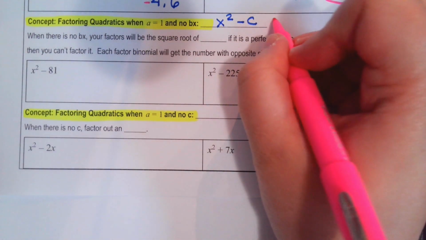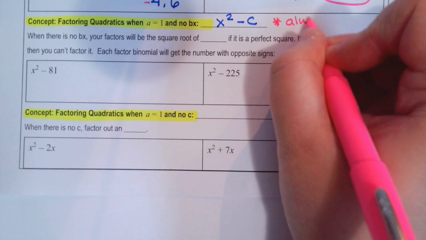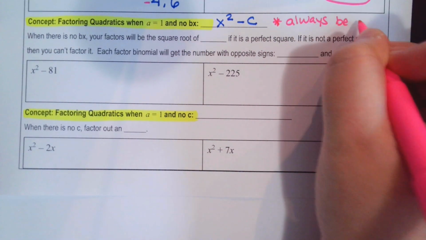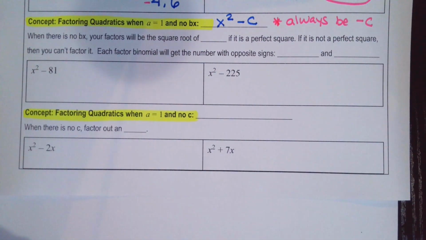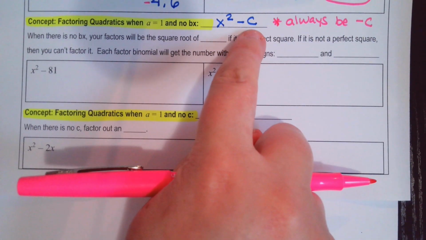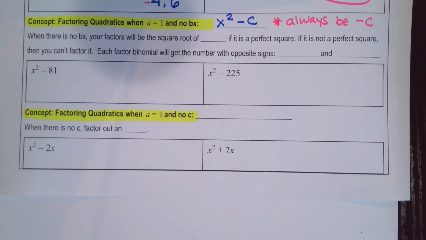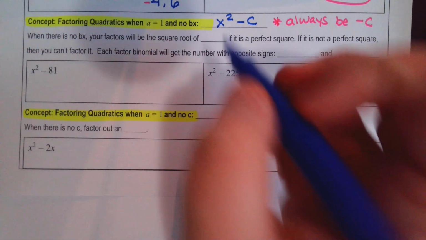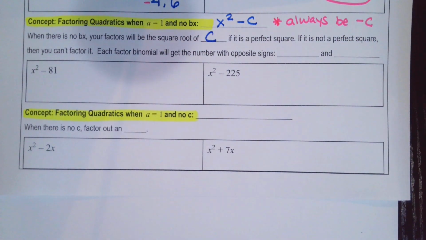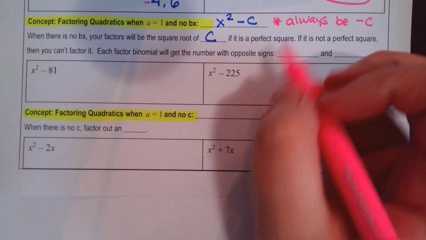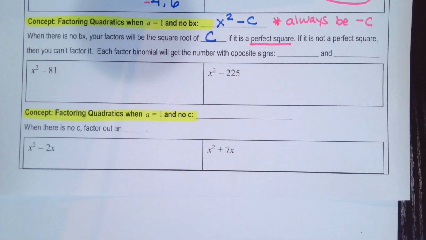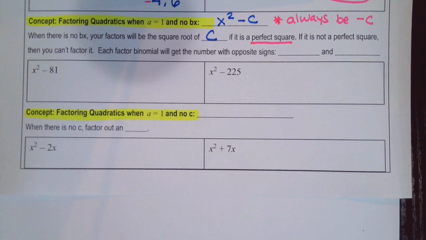Now, one thing to take note of is it will always be minus c. If you have x squared plus c, it can't factor, it won't work. So it'll always be minus c. All right, so when there is no bx, your factors will be the square root of c, if it is a perfect square. So that's the key thing. It has to be a perfect square. If it is not a perfect square, then you can't factor it.